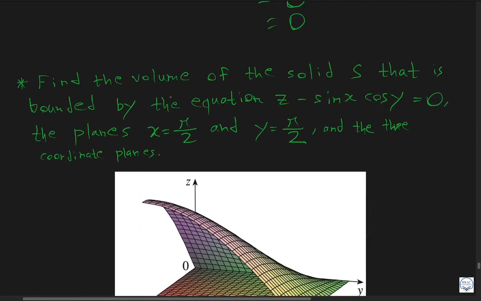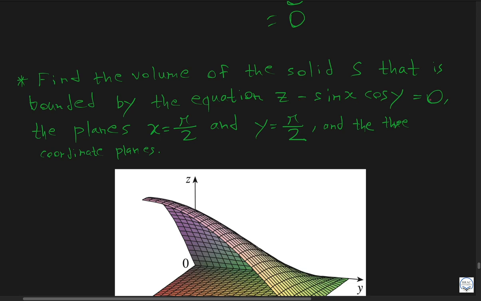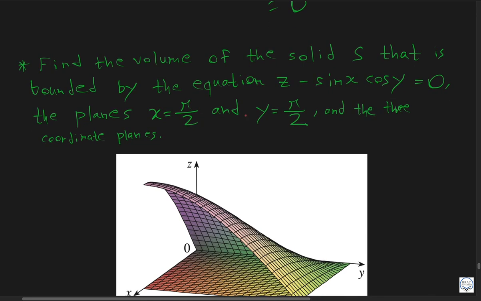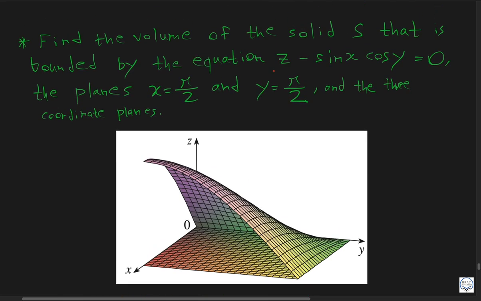Find the volume of the solid S that is bounded by the equation z minus sin x cos y equals 0, and the planes x equals pi by 2 and y equals pi by 2, and the 3 coordinate planes. So let's first start with this equation, which says that z minus sin x cos y equals 0, and this must mean that z equals sin x cos y. Sin x cos y is actually this surface over here.